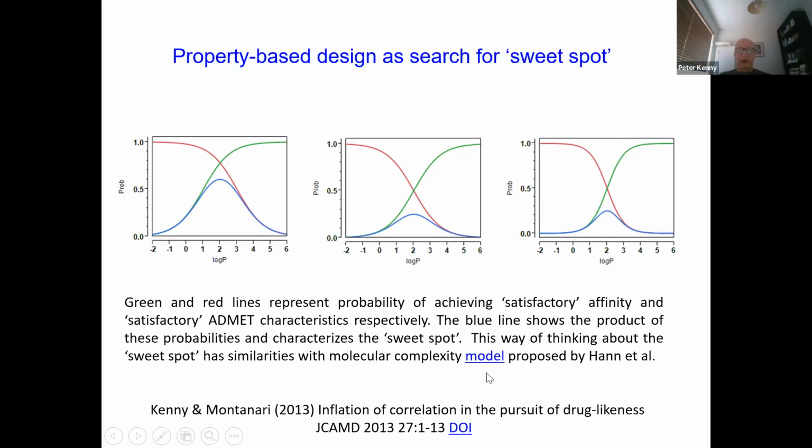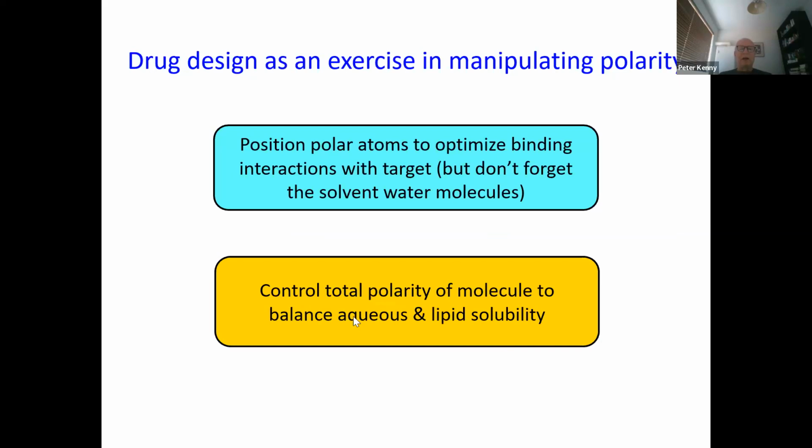So this is very much like the Mike Hann complexity model that some of you may have encountered. There's a link to it if you've not come across it before. What I'd like to give you an idea of here is to think of drug design, first of all, as an exercise in manipulating polarity. This means you put the polar atoms in particular places to optimize the interactions with the target. But remember, this all happens in water, so you can't forget about the water molecules.